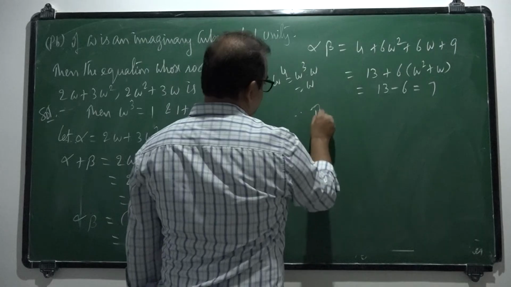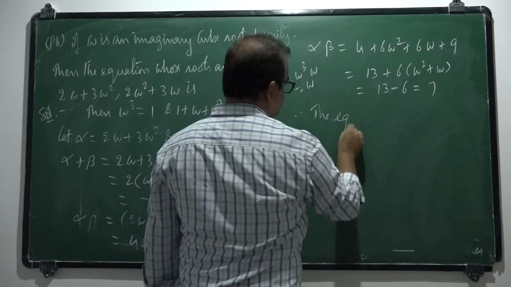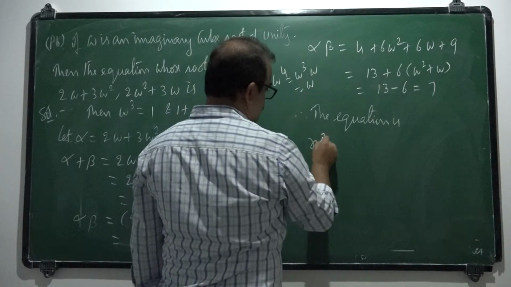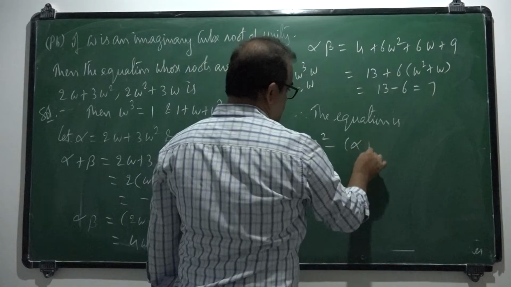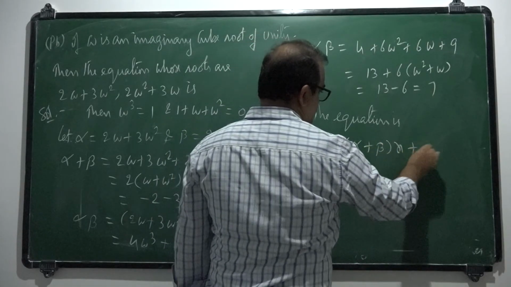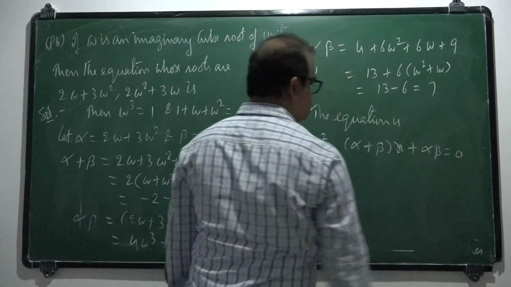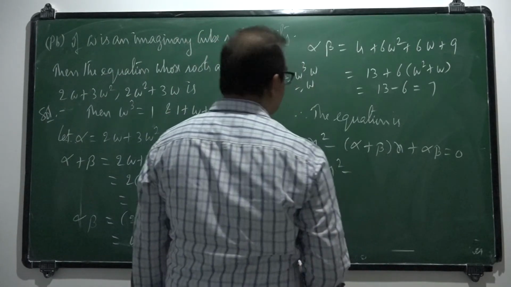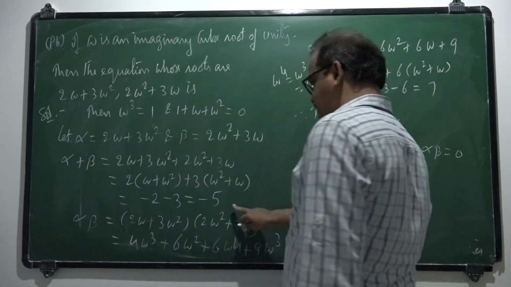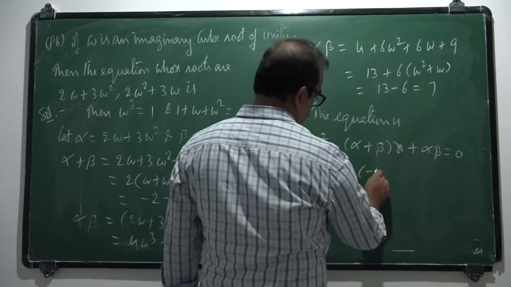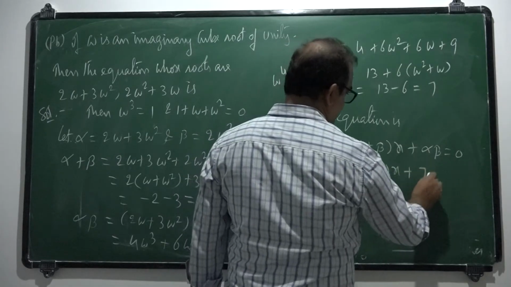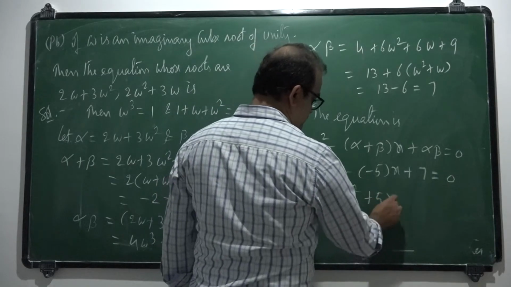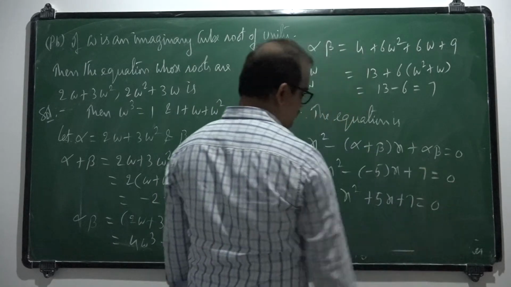Therefore, the equation is x square minus of sum of the roots into x plus product of the roots is equal to 0. x square minus of alpha plus beta. Alpha plus beta is minus 5. Alpha into beta 7. This is x square plus 5x plus 7 is equal to 0.